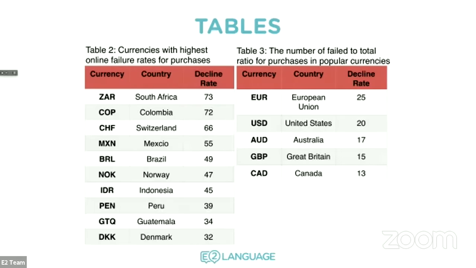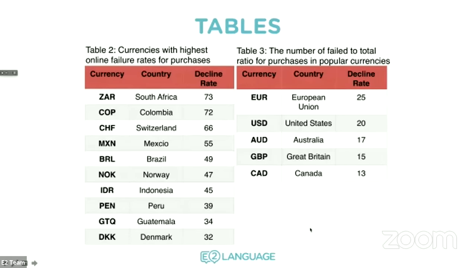Deep breath. These tables represent various currencies that have high failure rates for purchases in various countries, including South Africa, Colombia, and Switzerland. South Africa has the highest rates of failure purchases with a decline rate of 73, closely followed by Colombia and then Switzerland. Denmark, Guatemala, and Peru have the lowest rates of failure for purchases. Okay, I just described the left table, but that's all I could sort of manage.